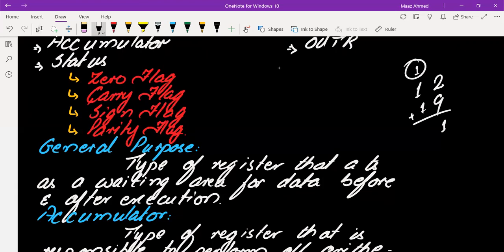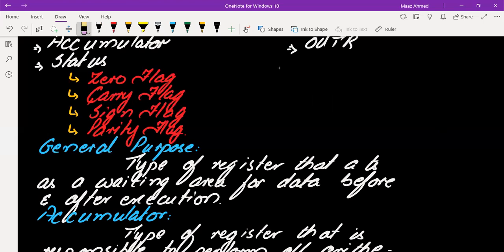Sign flag informs us about the positive or negative sign of a number, whether it's positively signed or negatively signed. If it's positively signed, it's a 1. Sorry, if it's positively signed, it's a 0. And if it's negatively signed, that is represented by a 1. So that will be represented by the sign flag. We discussed parity in the last class. So if we are having an odd parity or even parity, that is also represented by a parity flag register.